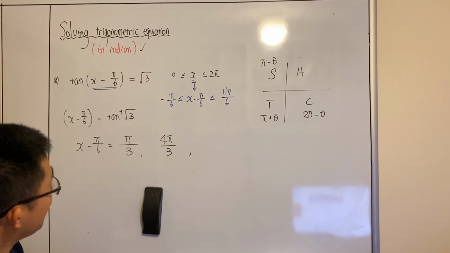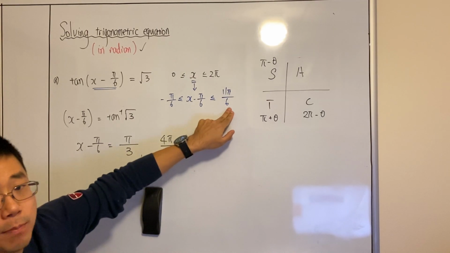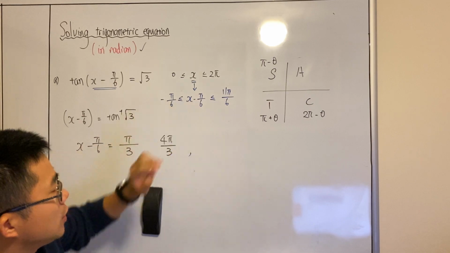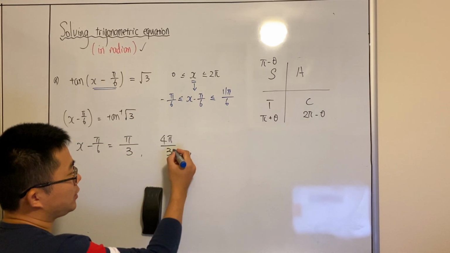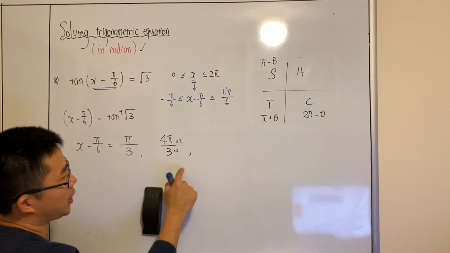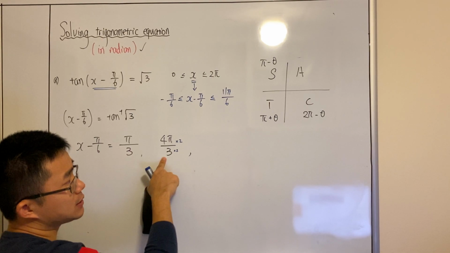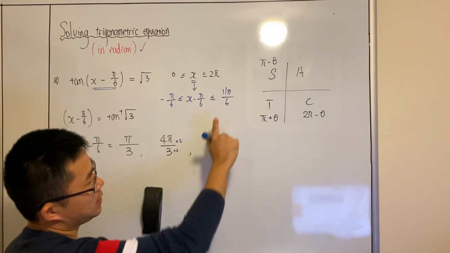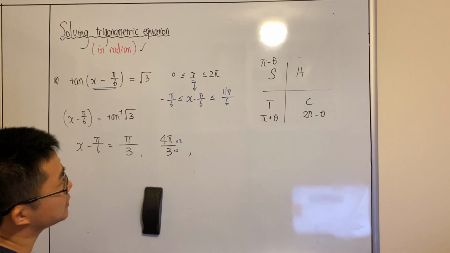Now for 4 pi on 3, we need to compare. This is the tricky part. Is 4 pi on 3 still within the domain? We do need to check. Try to times this by 2, and you are going to get 8 pi on 6. Compare that with 11 pi on 6. So it's still within the domain. Now we need to move on to find the next one.